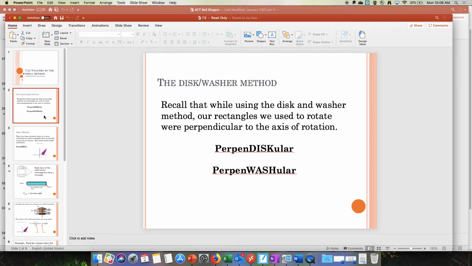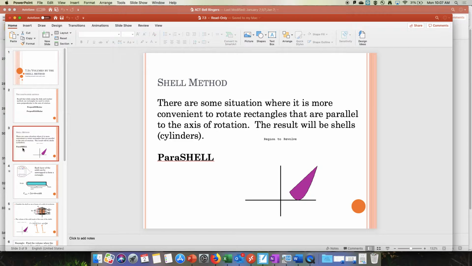But what you need to understand by me doing this silly word thing is that when we use the disc washer method, we have rectangles that are perpendicular to the axis of rotation. And when we use the shell method, parashell, we need rectangles that are parallel to the axis of rotation.